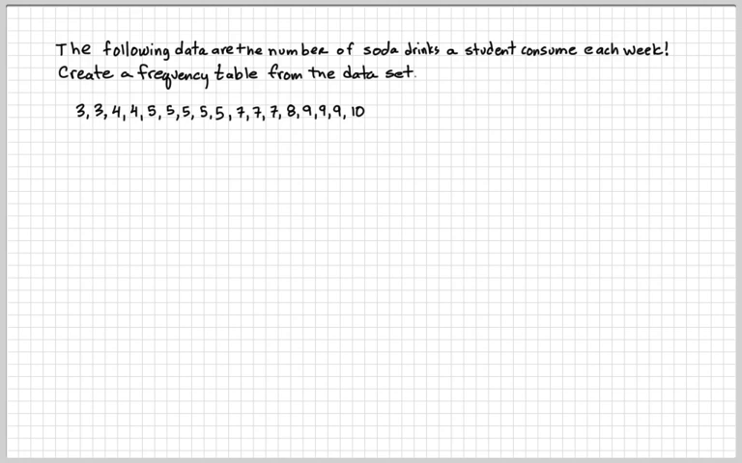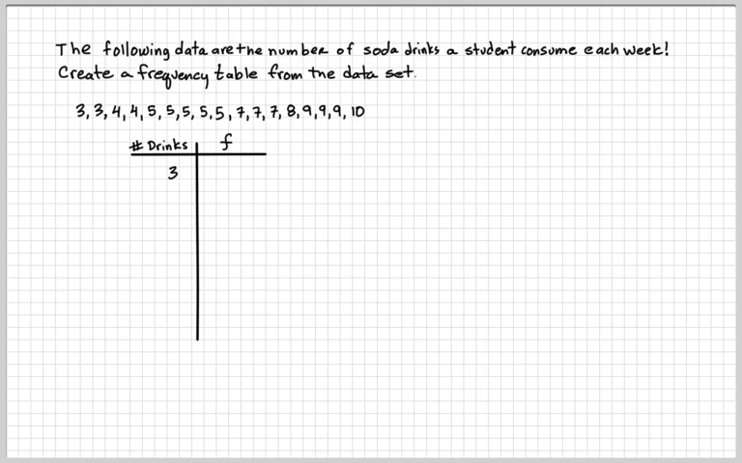One student drinks 3 soda drinks. Some drink 5, some drink 8, some drink 9 per week. Okay. Now these are discrete. These are all discrete values. So no fractions, no decimals. So it's going to be easy to put in one of these tables. Number of drinks and the frequency.